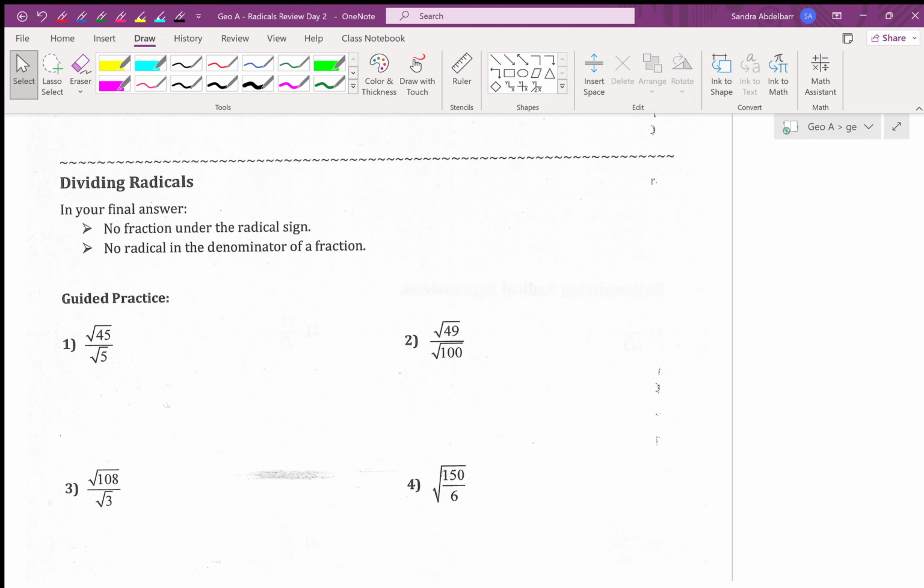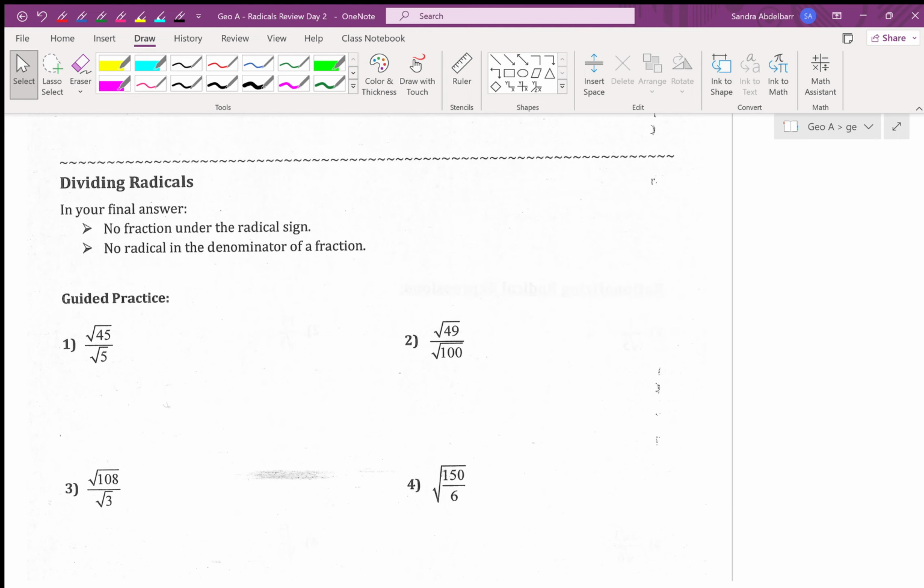Your answer is never allowed to have a radical in the denominator. That's illegal. You can never leave a radical in the denominator, and you're never allowed to leave a fraction in a radical. So you can't leave a fraction in a radical. You cannot leave a radical in the denominator.